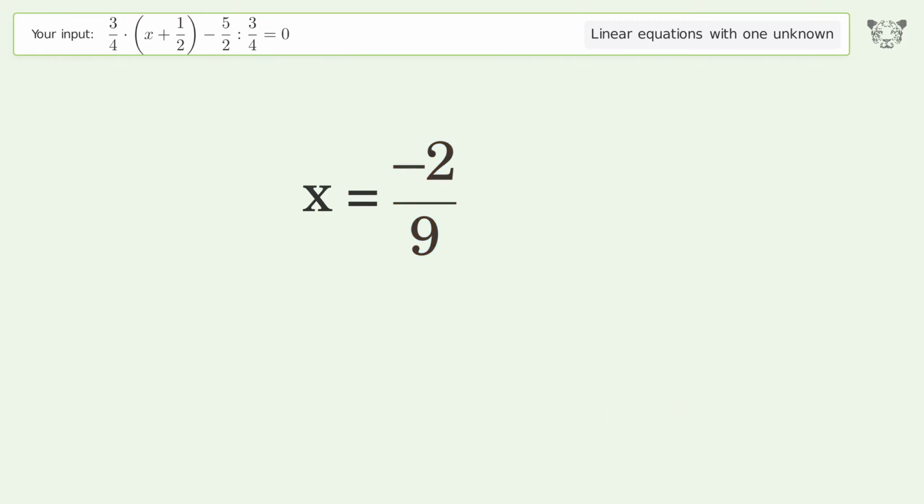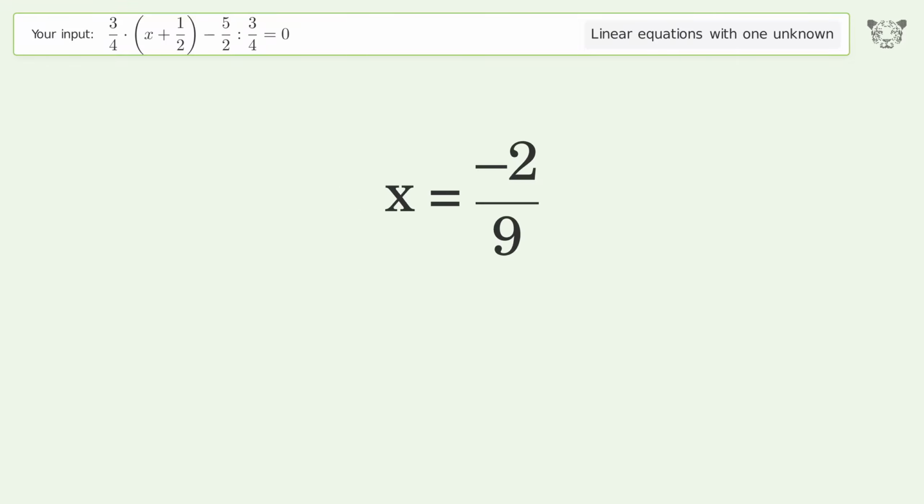And so the final result is x equals -2/9.